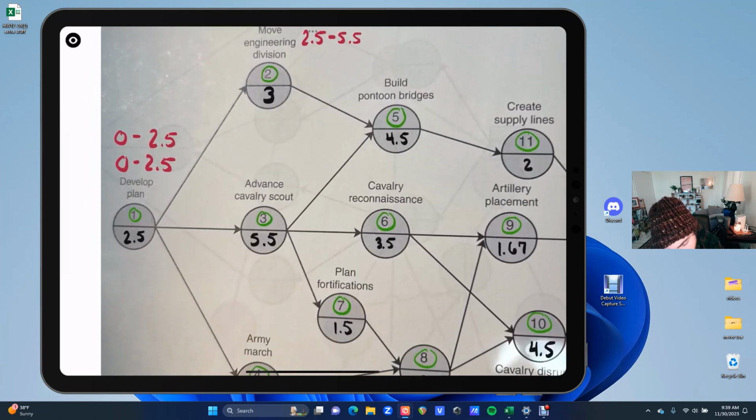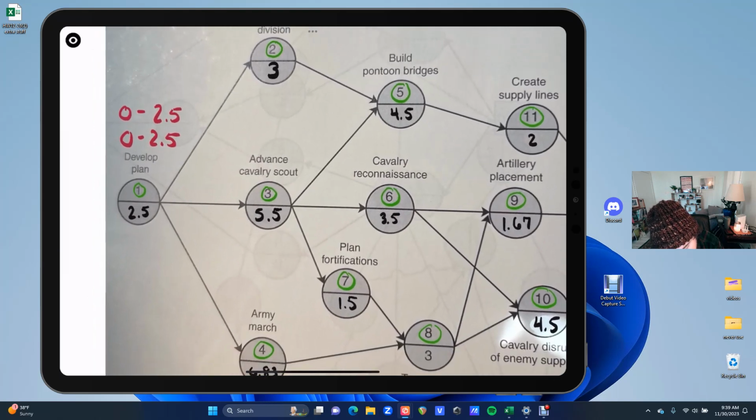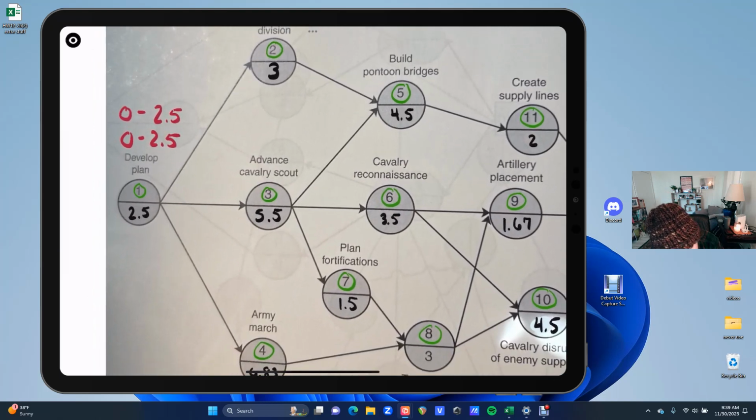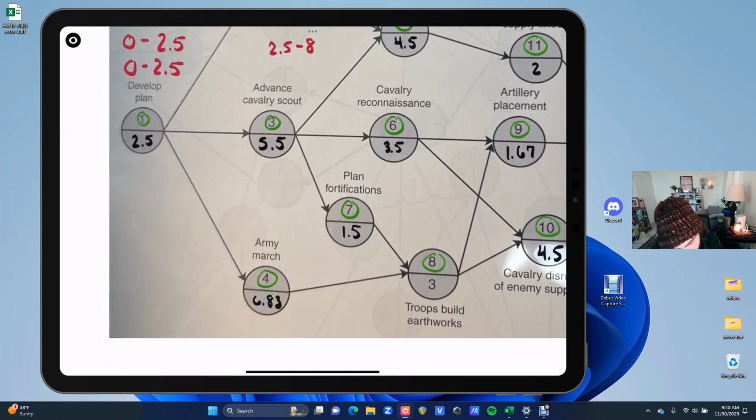So now let's move on to node 3. We have activity 3, which is going to take 5.5 days. So the earliest we could be finished would be 2.5 plus 5.5, so that would be 8. The earliest finish is 8 days for activity 3. Now let's go down to 4. This is where it gets annoying. 2.5 plus 6.83. So that's going to be our earliest finish time.